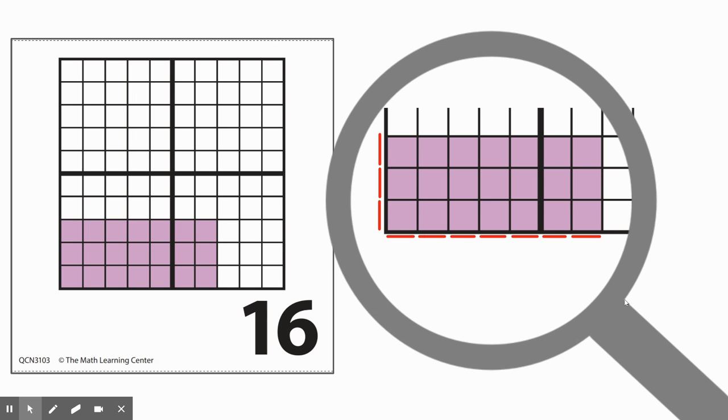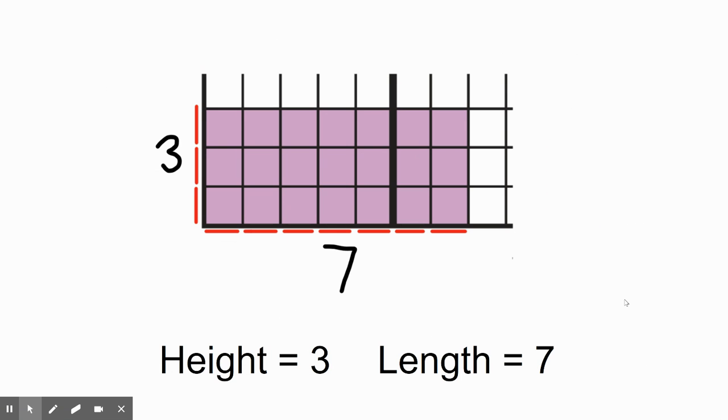What is the height of that purple figure, and what is the length of that purple figure? Well, the height, that up and down dimension, is 3 units, 1, 2, 3. The length, or the across dimension, is 7 units. I see 5 and 2 more, so I could see pretty quickly that it was 7. So the height is 3 and the length is 7.